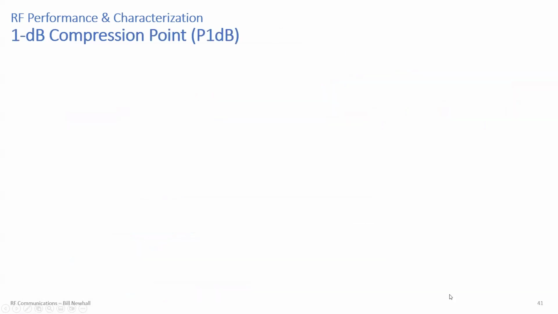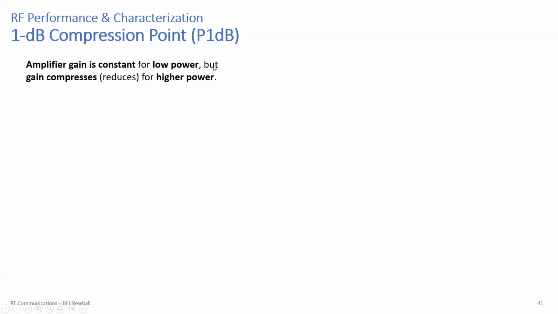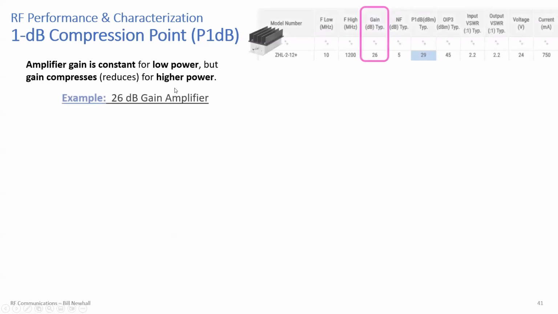Let's continue on with RF performance parameters. Let's talk about 1 dB compression point, often abbreviated P1 dB. So an amplifier's gain is constant for low power, but that gain compresses or gets reduced for higher power inputs, which would cause higher power outputs. Okay, let's talk about what I mean by this.